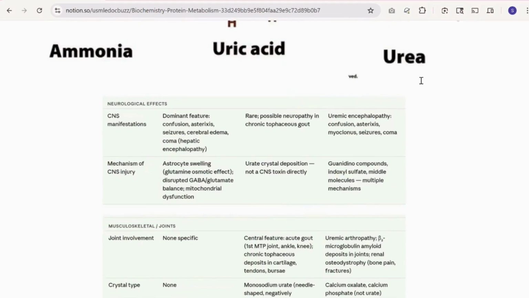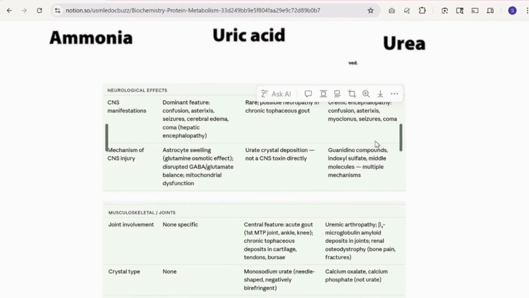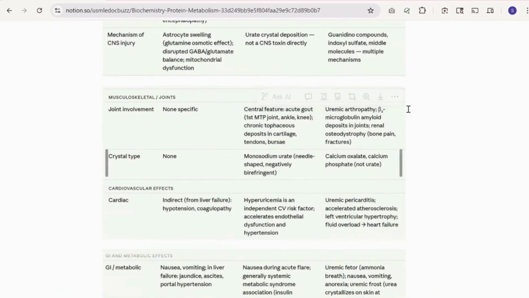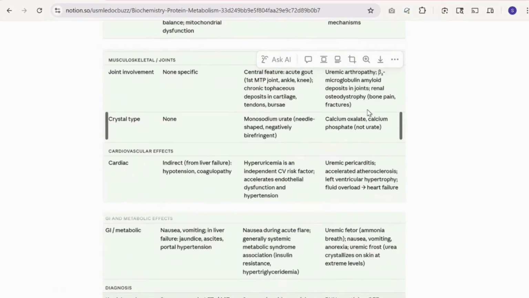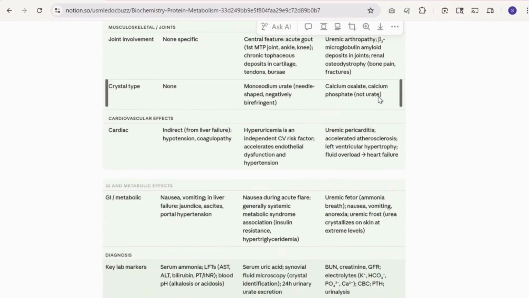And where do you see urea being increased? Renal failure. So imagine this as a renal failure patient. Imagine this as a gout patient. And imagine this as a hepatic encephalopathy patient, right? So when you look at uremic arthropathy, you see beta-2 microglobulin amyloid deposits in joints, maybe renal osteodystrophy. All of that is related to just renal issues. It can lead to some sort of crystal formation, but that's not well established, right? Can they lead to some sort of joint involvement? Yes, that's the only thing you should get from this.